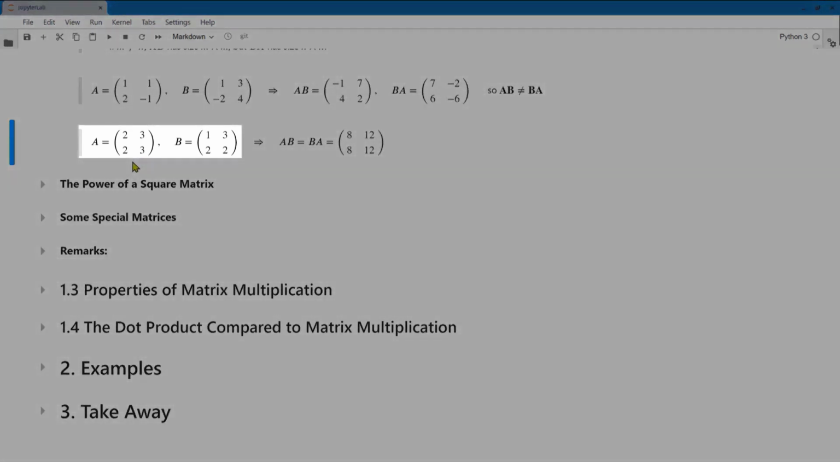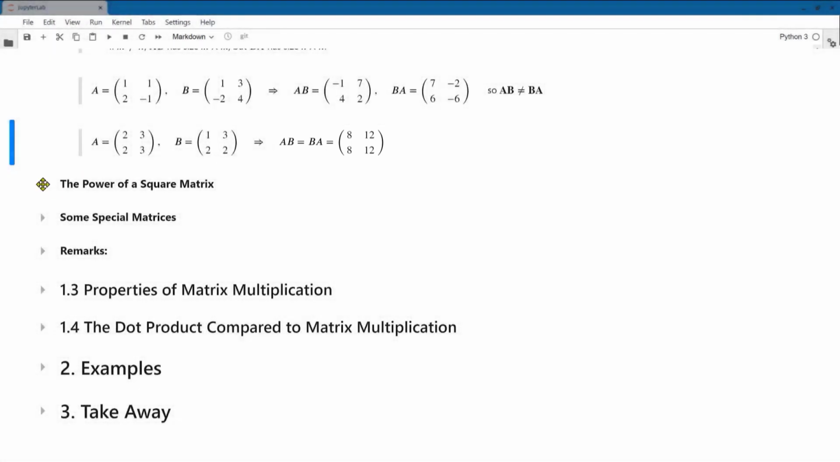Look at this example here. A is 2, 3, and 2, 3. B has entries 1, 3, and 2, 2. And if you multiply out AB and BA, you get the same result. So AB is different from BA in general, but there are special cases where the products are actually the same.